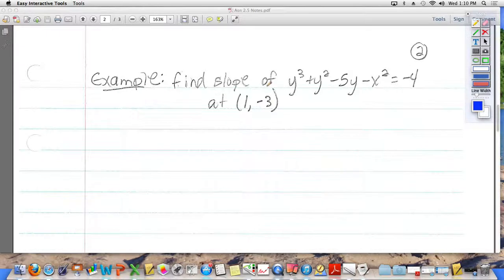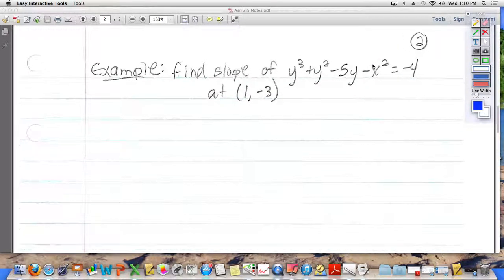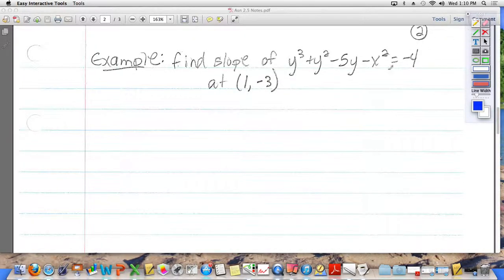All right, find the slope of y cubed plus y squared minus 5y minus x squared equals negative 4. So here we go. What is the derivative of y cubed? 3y squared. So we have 3y squared, but what do I put next to it? dy dx.